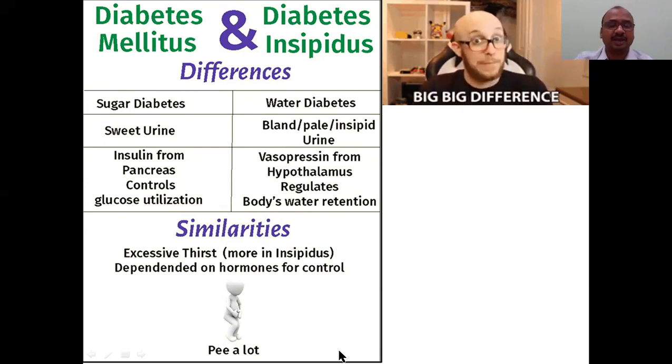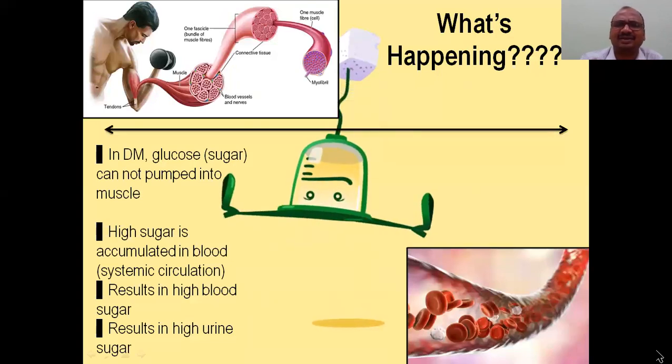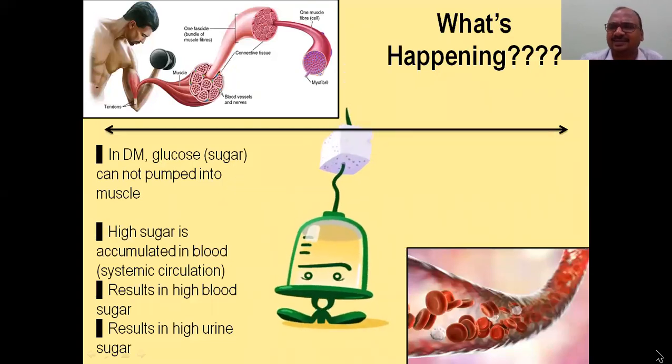Passing urine a lot is also common. These are the three common points. But if you are urinating frequently, don't think that you have diabetes mellitus. You may have diabetes insipidus, because frequent urination is in both. This is dangerous. Between them there is a very big difference. What's happening here? See the diagram.